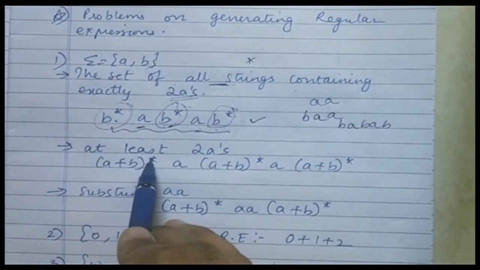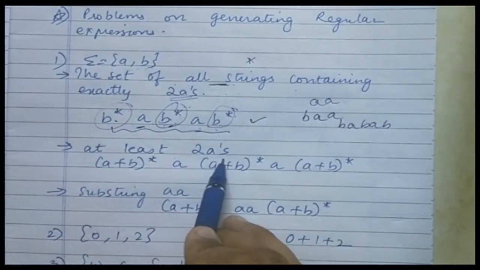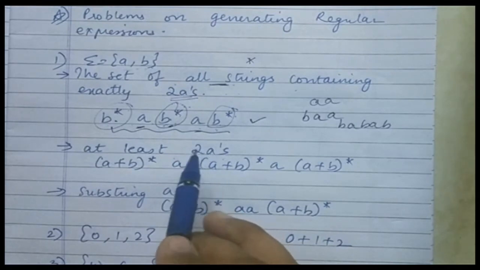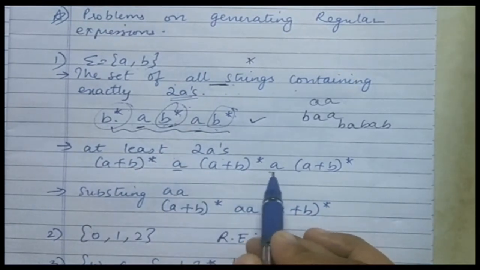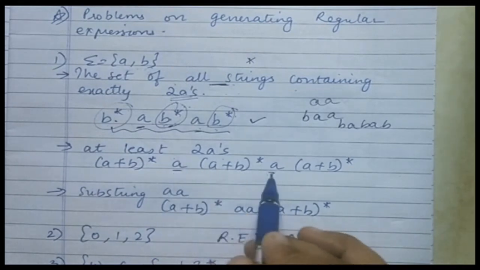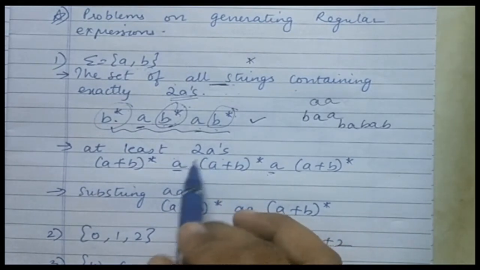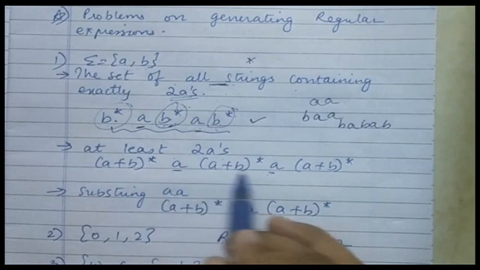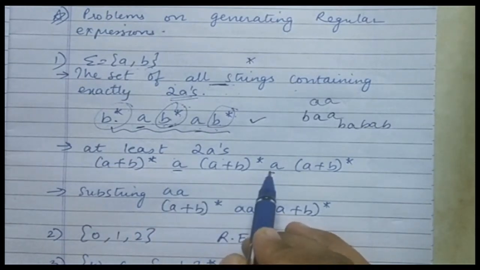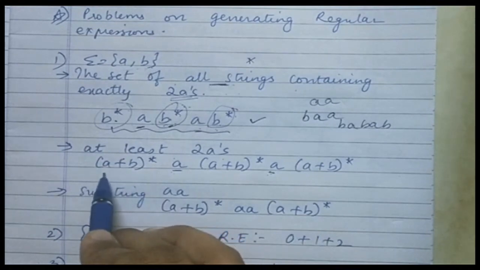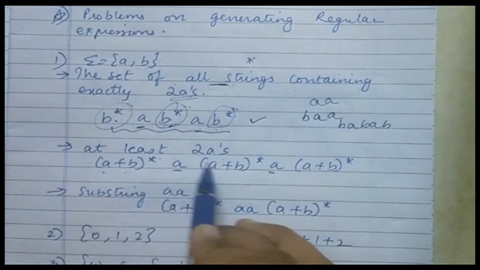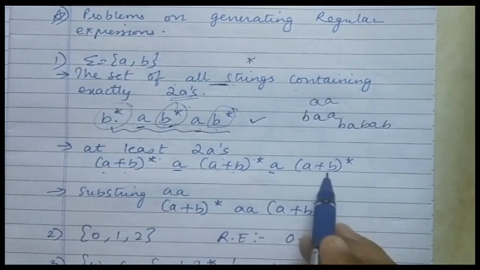Now your string must contain at least 2 a's. At least 2 a's means more than 2 a's are allowed. So the mandatory 2 a's I am writing over here. At least 2 means minimum 2 should be there, and it can be more than 2 a's also. So I can write now a plus b star, a plus b the whole star, and a plus b the whole star. So what happens here?